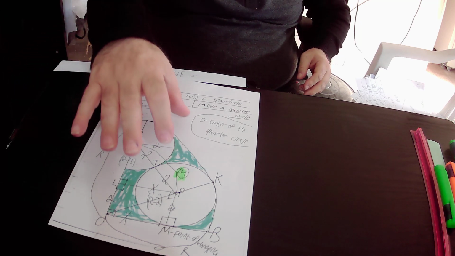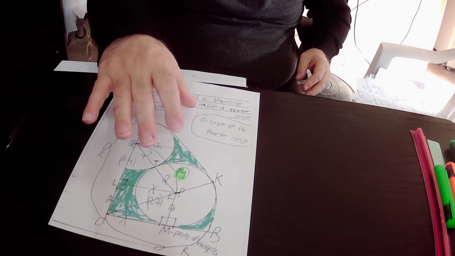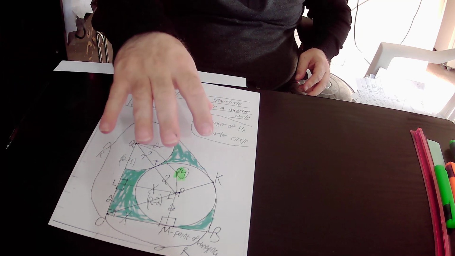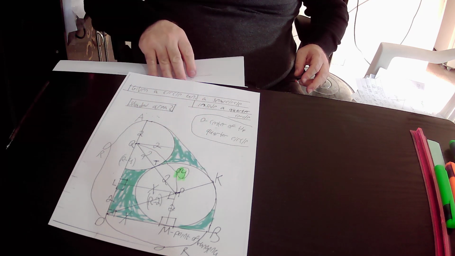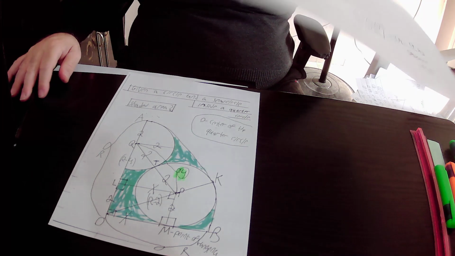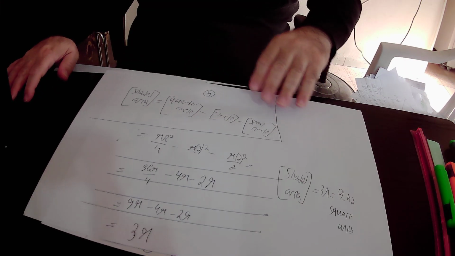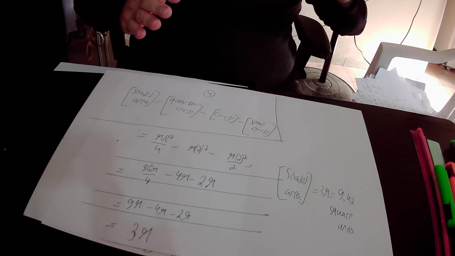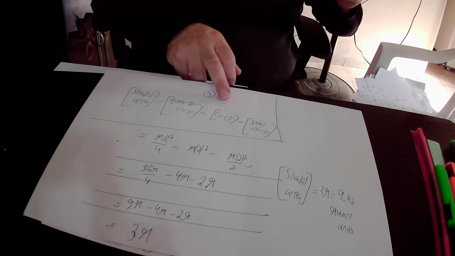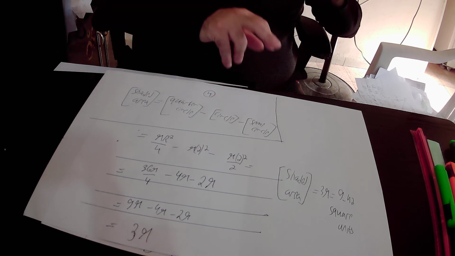And what is the value of the shaded area? The value of the shaded area will be equal to the area of the quarter circle minus the area of the circle minus the area of the semicircle. Repeat again, the value of the shaded area will be equal to the area of the quarter circle minus the area of the circle minus the area of the semicircle.